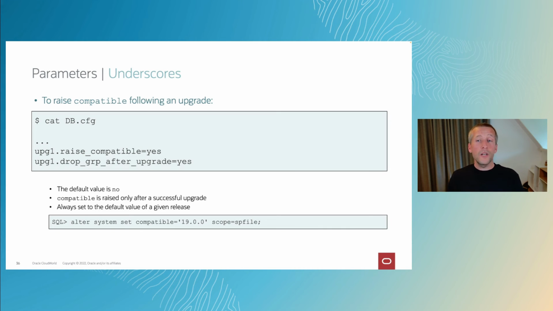Now, the database won't allow you to raise the compatible setting if there are guaranteed restore points in the database. So in order for AutoUpgrade to raise compatible, you also have to note in the configuration file that it is okay for AutoUpgrade to get rid of those restore points after a successful upgrade.